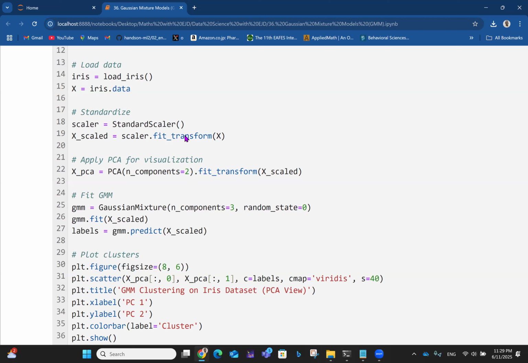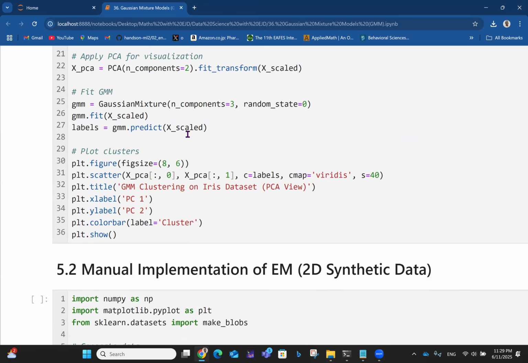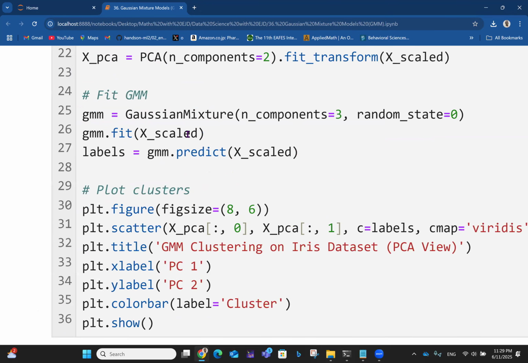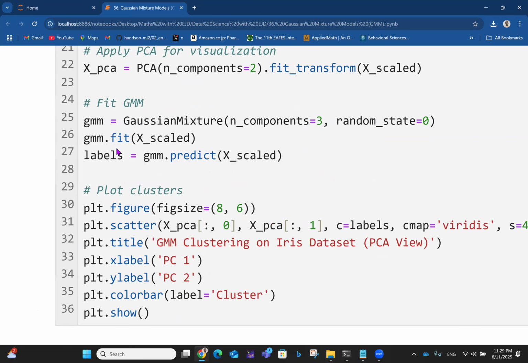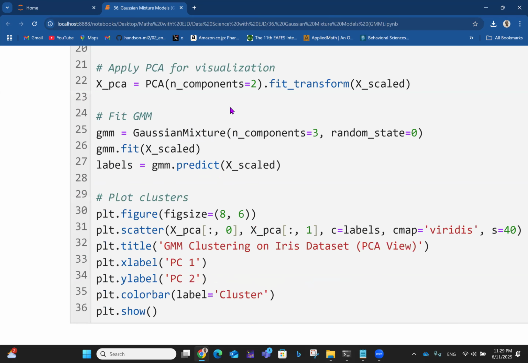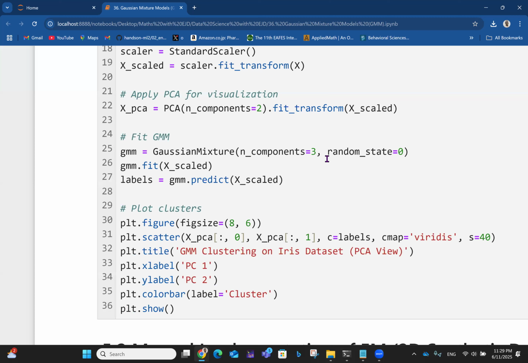So we have the normal X, we scale the X, and then we do the PCA for that X scaled, right? Then we go ahead to fit the Gaussian mixture model. So GMM is GaussianMixture with n_components of three, random state is zero. So GMM.fit of the X scaled, and then we label with GMM.predict.